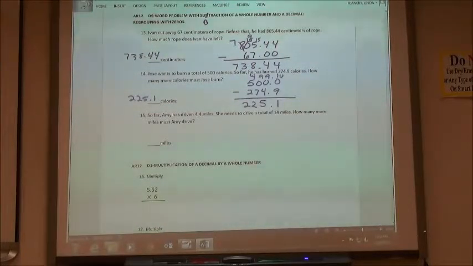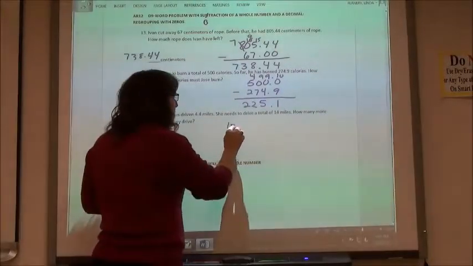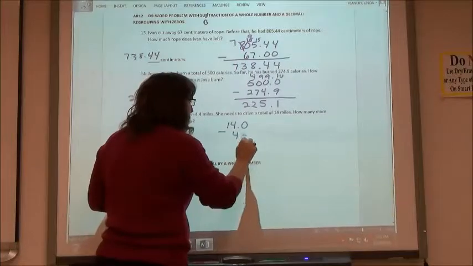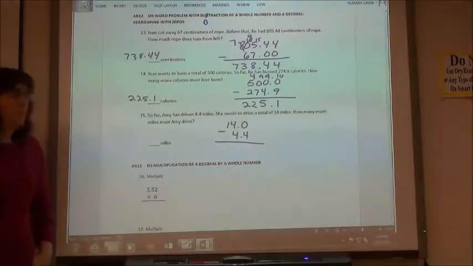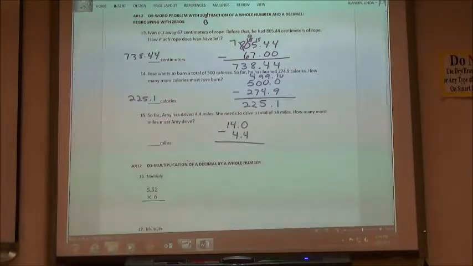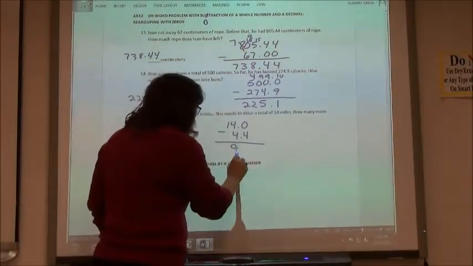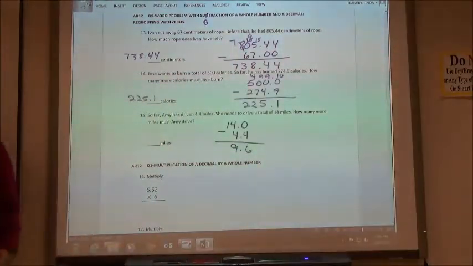Amy so far has driven 4.4 miles. She needs to drive 14 miles. How many more must she drive? So again, we're going to take 14 and subtract 4.4. Go ahead and do that on your paper. Tell me what you get for an answer. 9.6. Everybody got 9.6?